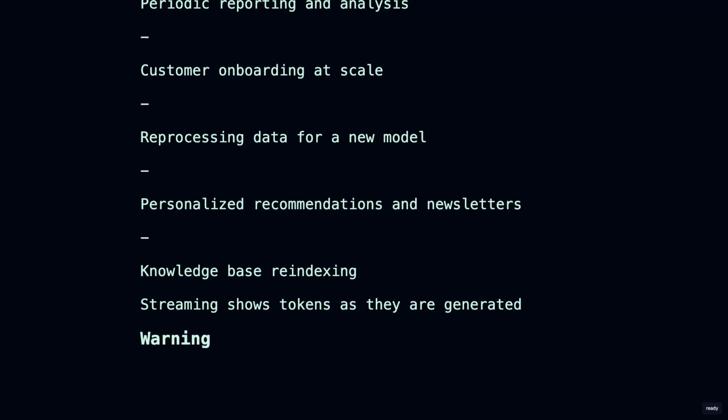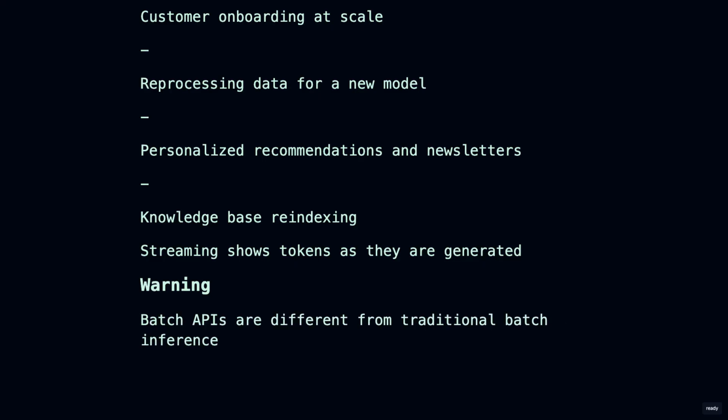There is an important warning here. Batch APIs for foundation models are not the same thing as batch inference in traditional machine learning. In traditional ML, batch inference and online inference are defined by when predictions are computed. Foundation model APIs use those words a little differently, so we need to separate the two meanings.